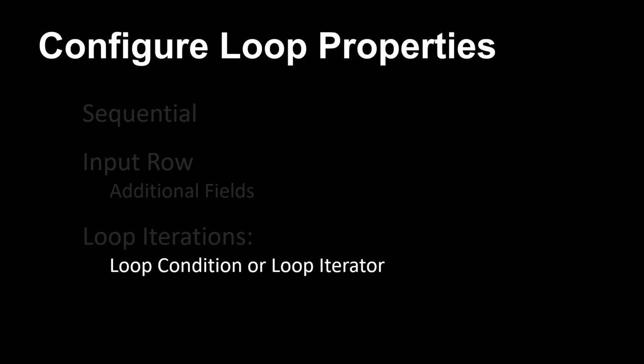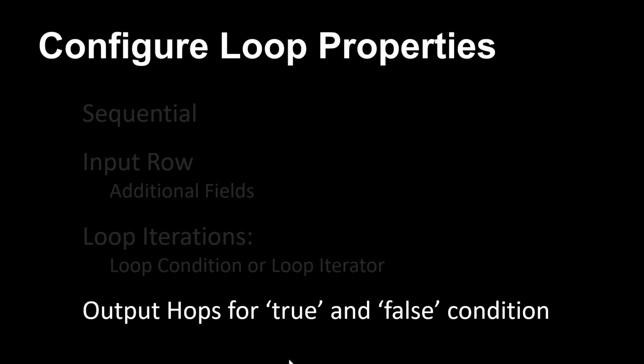Alternatively, you can define a loop iterator with an iterator name and number of iterations. The iterator creates an implicit counter starting from 0 for the first loop iteration and increments by 1 for each loop iteration thereafter. There are two output hops for true and false conditions from the start loop step. It is mandatory to have the continue loop step at the end of the true path. We will see all these options in the demo.